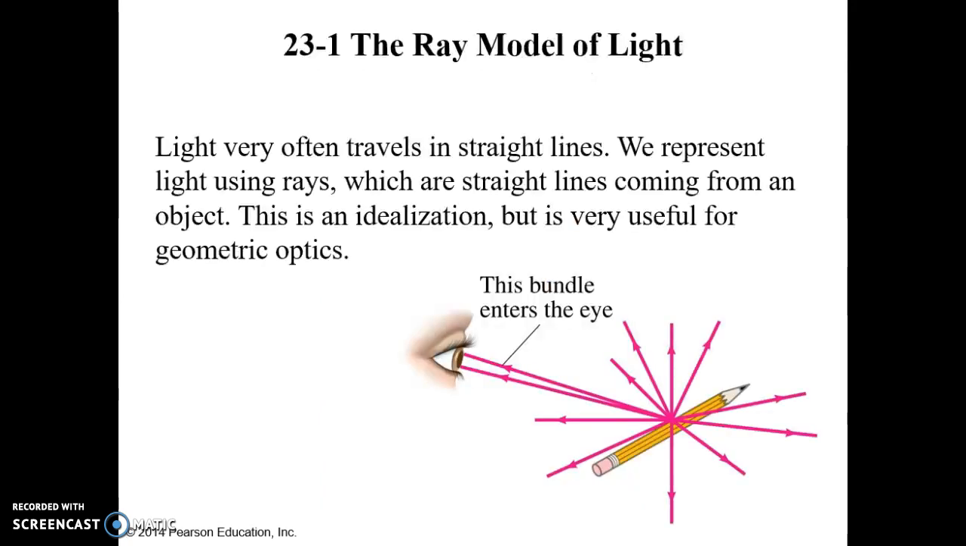Light very often travels in a straight line. We represent light using rays, which are straight lines coming from an object. This is an idealization, but it's very useful for geometric optics. This reasonable assumption is the basis of the ray model of light.